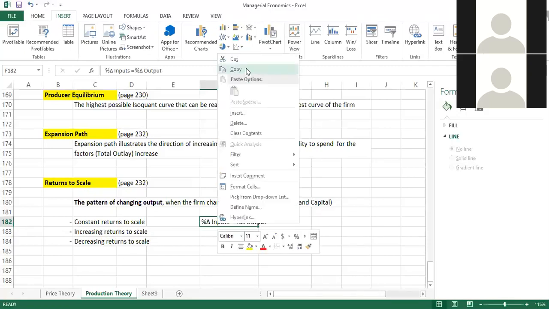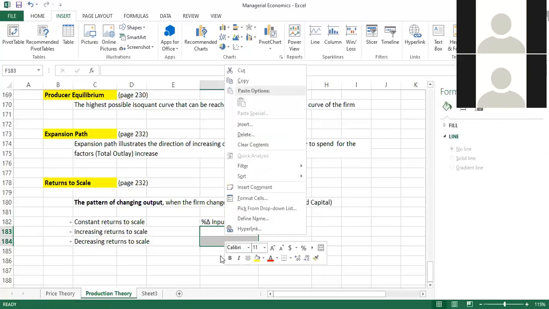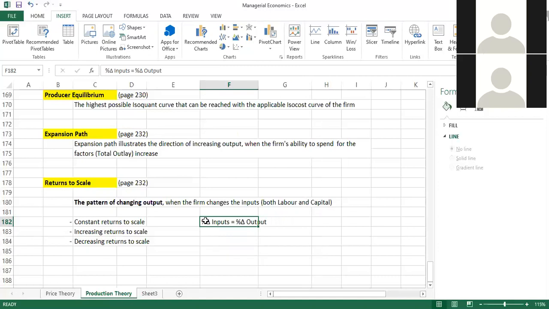Then what is the meaning of increase in return and decrease in return? Increase in return means what? Which one is greater? Output is greater, right? And the decrease in return to scale means the percentage change in inputs is greater. That means output is low, right? So this is the meaning of constant, increasing and decreasing.